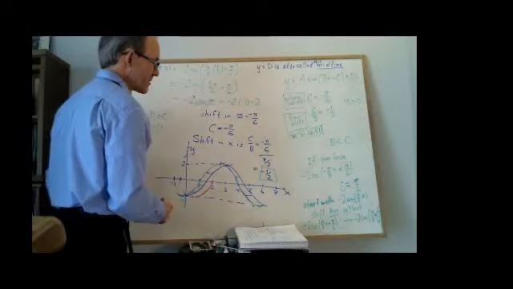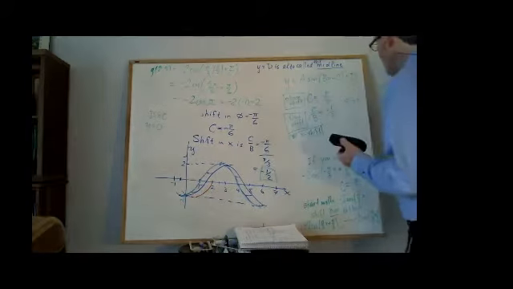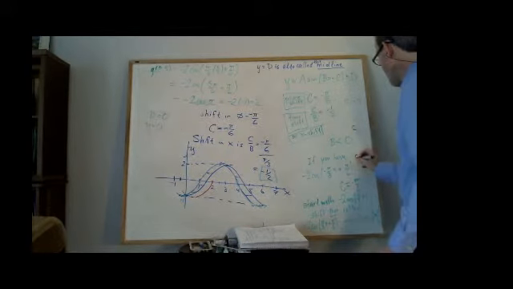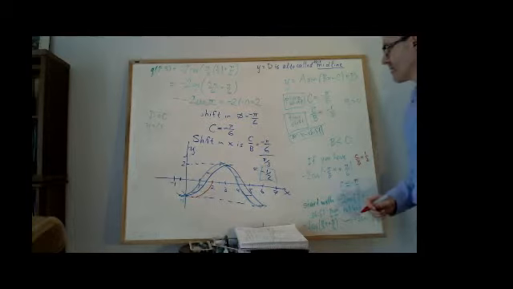So the time shift now is c over b, which is plus 1/2, so I have to shift it to the right. But the phase shift has stayed the same.